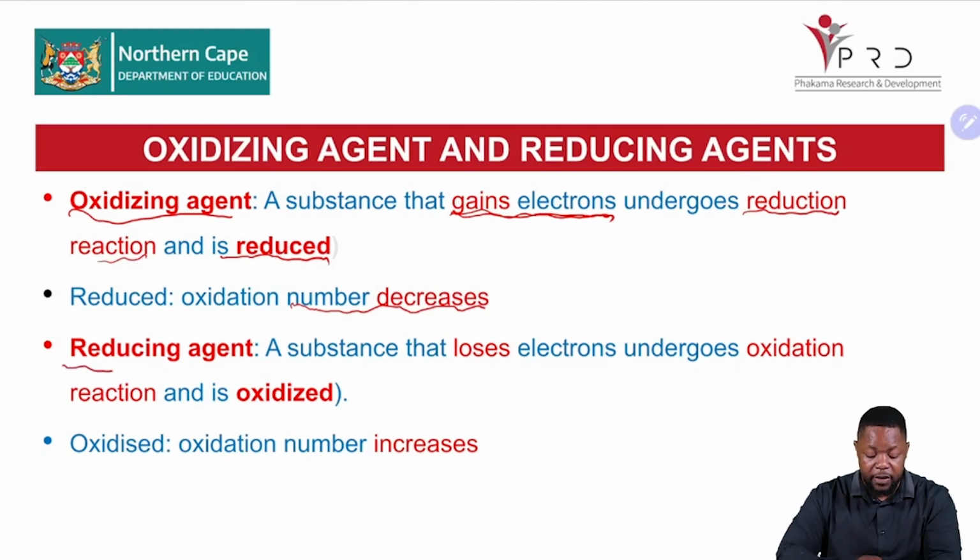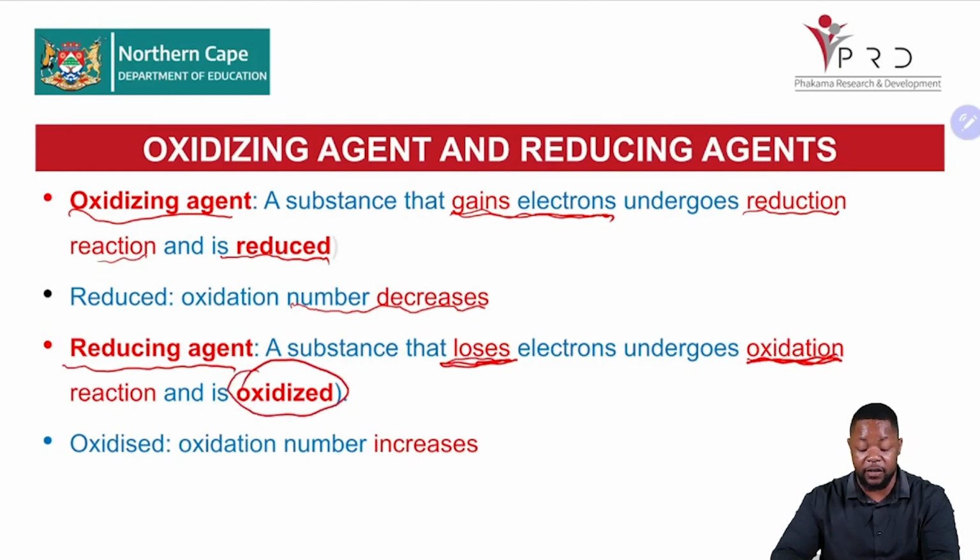Let's look at the reducing agent. The reducing agent is a substance that loses electrons and it undergoes oxidation. And because it undergoes oxidation, we say that it is oxidized. We are going to see that with the oxidation number that increases.